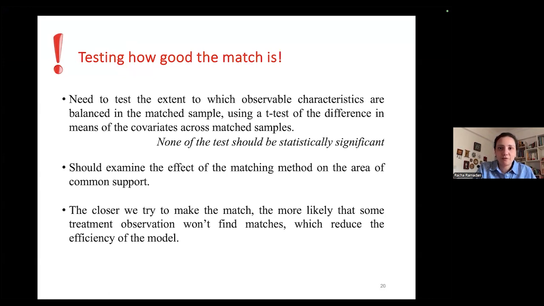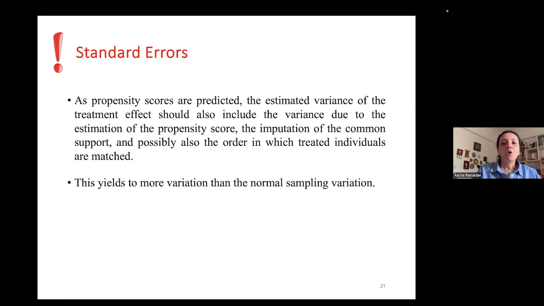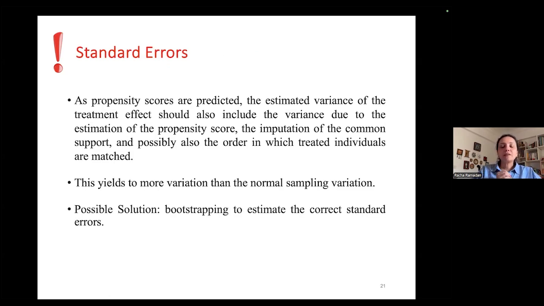So it will be difficult to find matches, and it would reduce the efficiency of your model, because you will simply have some treated observations for which you cannot find a match, a counterfactual observation, so you will not be able to take them into account. So this will reduce the efficiency of your model.